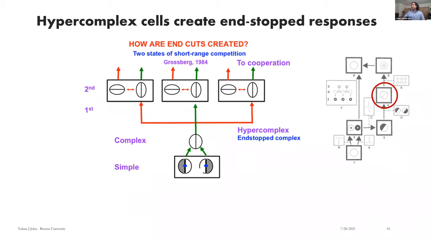And then hypercomplex cells create end-stop responses. Again, we've seen this in the data, so it's not that surprising. And there's a type of competition that happens here in order to achieve this. So you can't just assume end-stop cells. You have to ask, well, how do they show up? And competition across orientations will matter. Something that's sensitive to one angle will compete maximally with an orientation that's 90 degrees with respect to it.